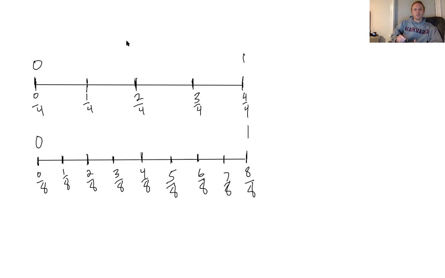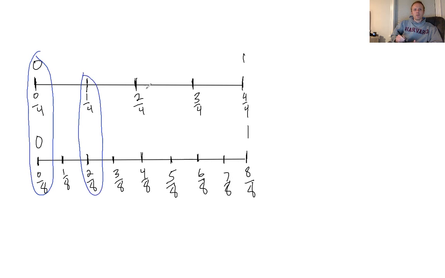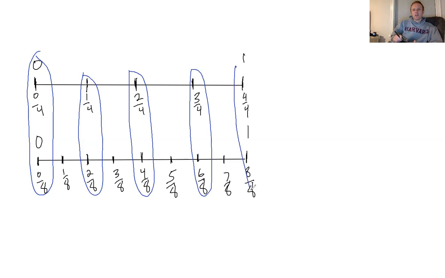Let's highlight some of those. We can say that 0 fourths and 0/8 are the same. We can say that 1 fourth and 2/8 are the same. 2 fourths and 4/8, those are both the same, and not only that, but they're both equal to 1/2. 3 fourths and 6/8 are the same, and 4 fourths and 8/8 are the same. These are all equivalent fractions. They're all equal to each other.